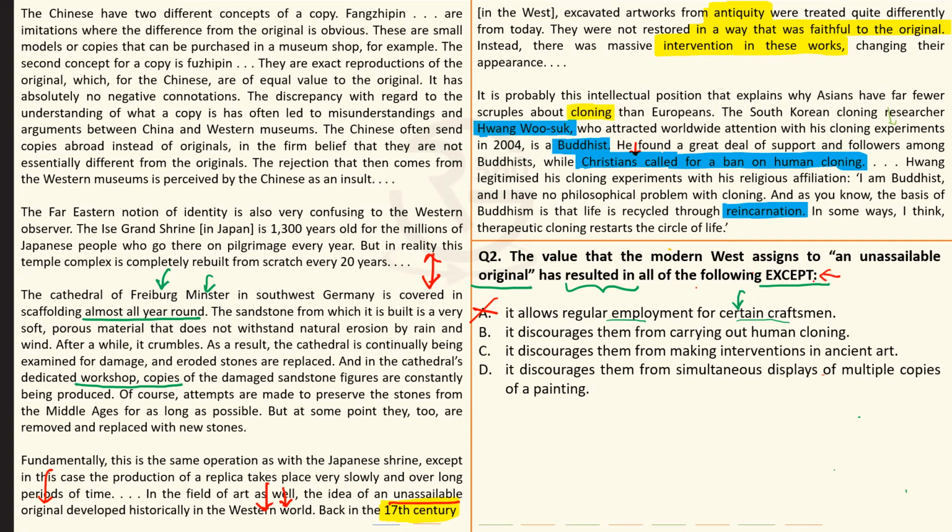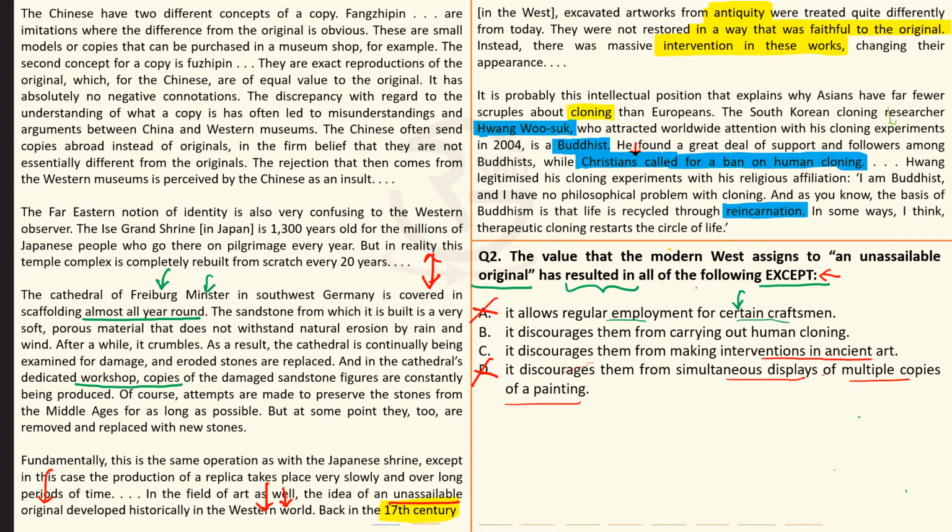Okay, going to the fourth option now. I have a habit of jumping around in options. Option D, it discourages them from simultaneous display of multiple copies of a painting. Definitely, Western countries are allergic to that: only one original, don't show us anything else, everything else is a duplicate, and we are not okay with it. Definitely in line with the passage. Option C, it discourages them from making interventions in ancient art. Yes, today they are not okay with it.